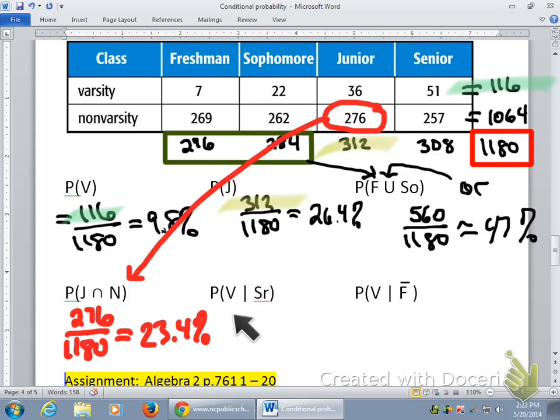Okay, so when I read this right here, it says the probability that the student is on varsity, given that I know that they're a senior. So am I talking about the entire school now? No, I'm only talking about seniors. So my sample space has changed. So my denominator is no longer 1180. My denominator is now going to be just the seniors, which is 308.